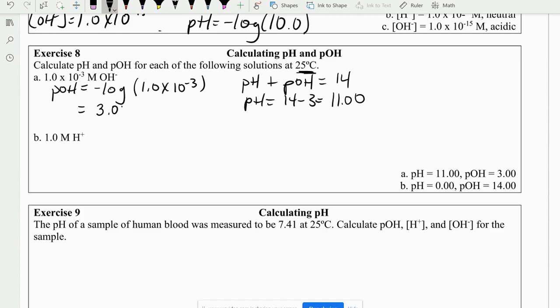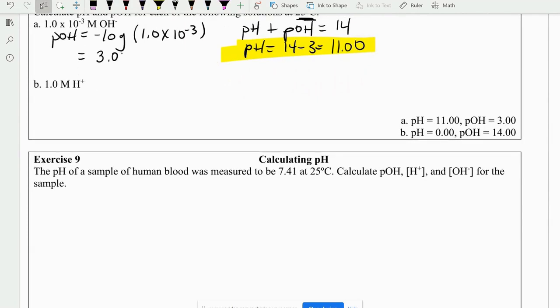So this is a basic solution. Why? How do I know that? When you're trying to determine acidity or alkalinity, always use the pH value. Okay, the pH is 11 and therefore it is basic. All right, so let's do B.